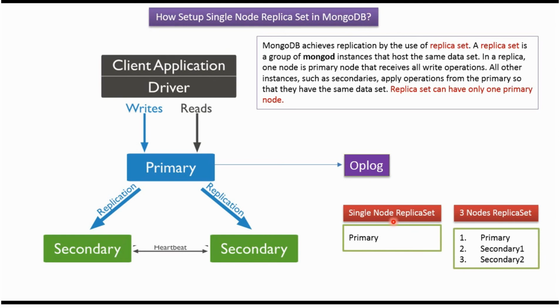We can do a single node replica set or a multi-node replica set. In a single node replica set, only the primary server will be there. In the case of a multi-node replica set, the primary server along with secondary servers will also be there. This is a three node replica set: primary and two secondary servers are there. Now we will see how to set up a single node replica set.